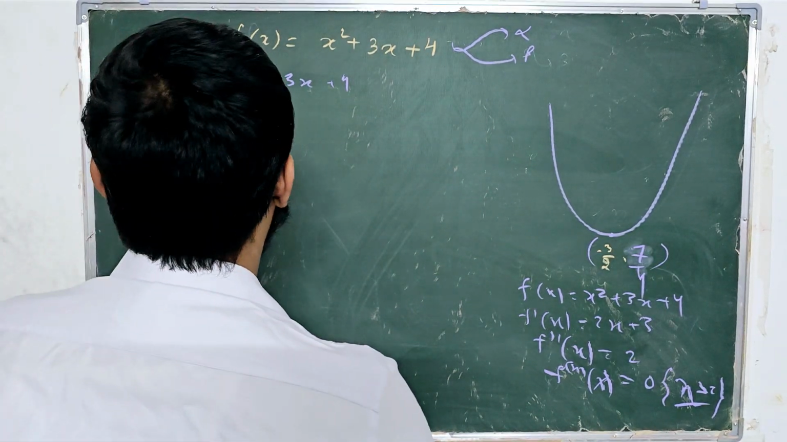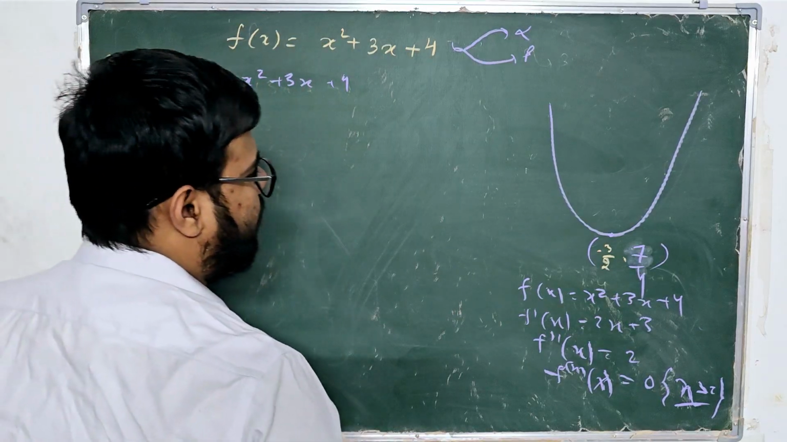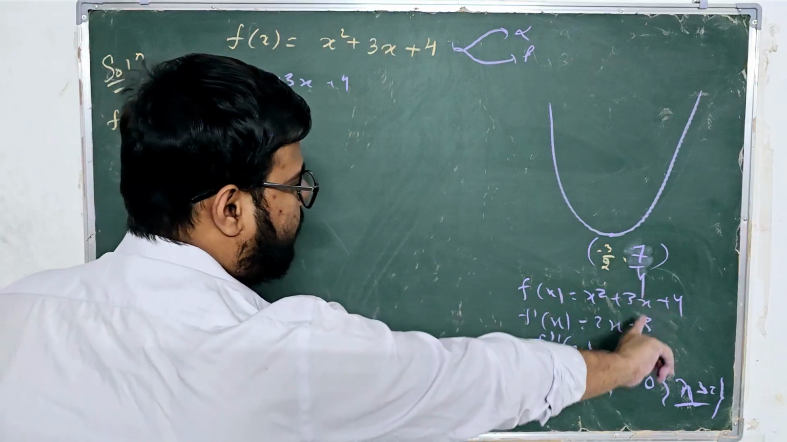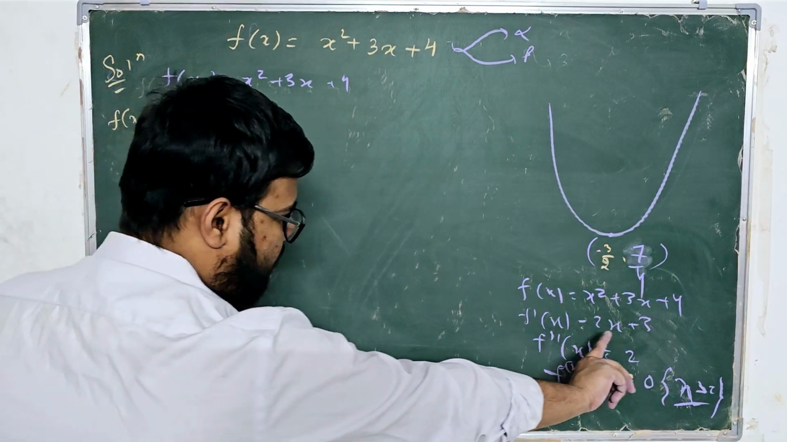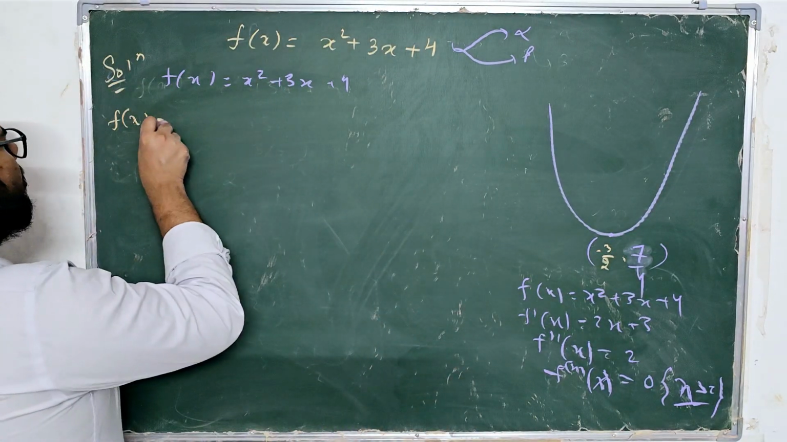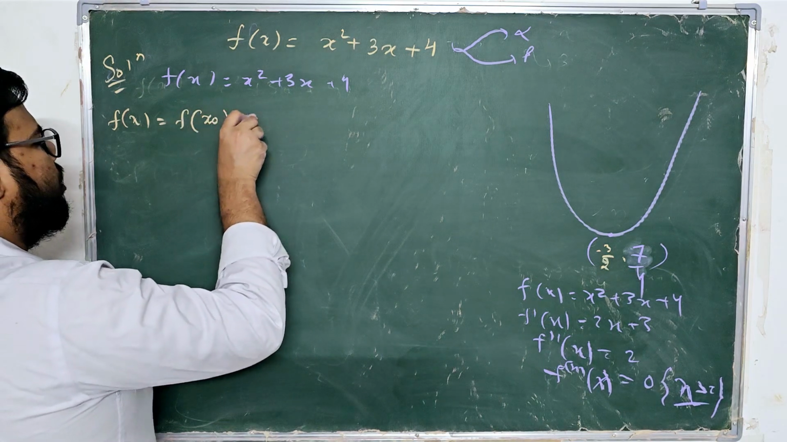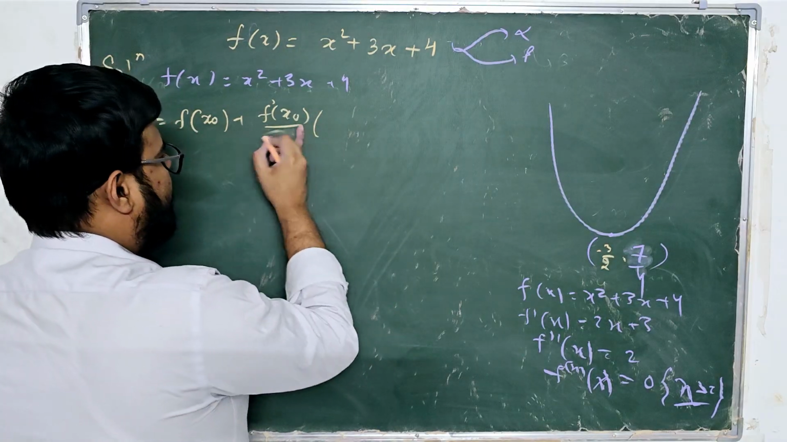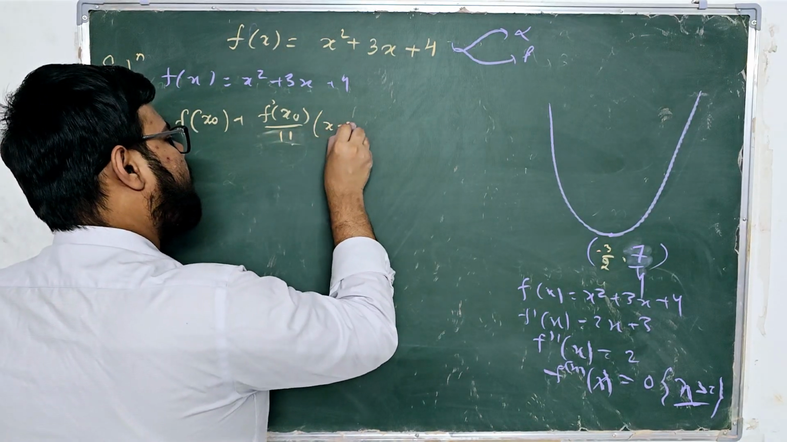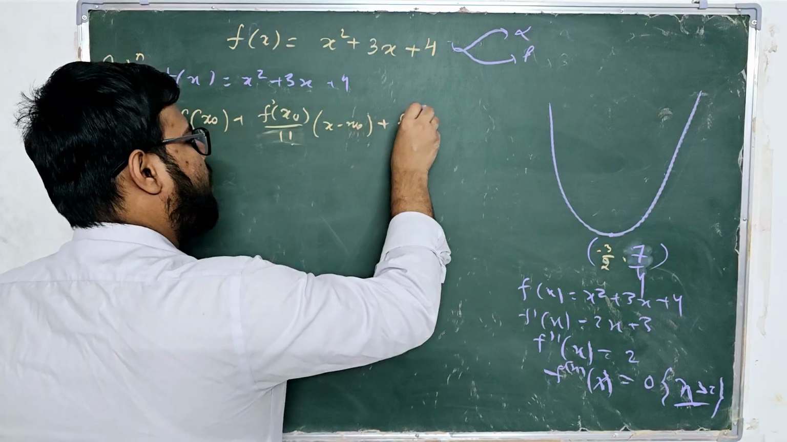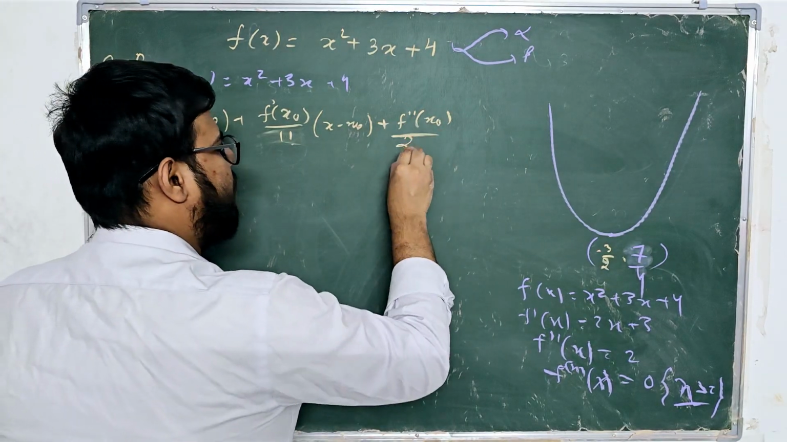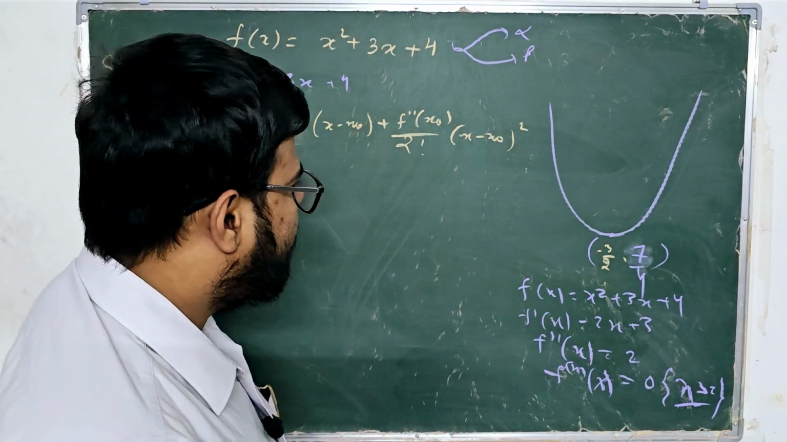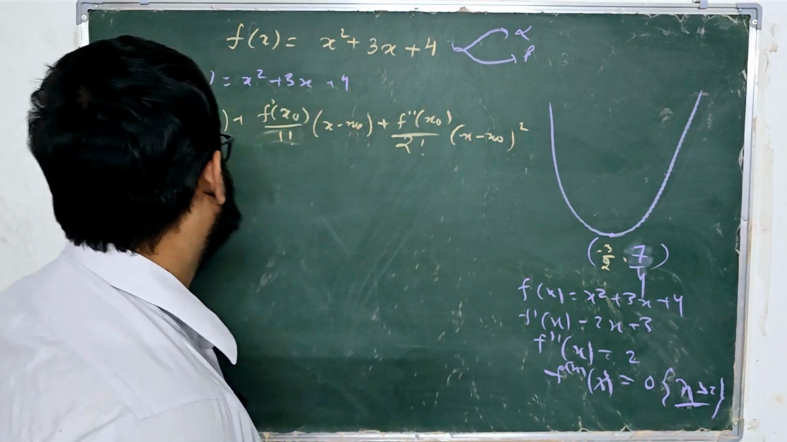Okay, so we have this quadratic polynomial. So let's find the Taylor series about negative 3 by 2, because again the derivative with respect to x will become 0 in this case. So this will be equal to f at x naught plus f dash at x naught by 1 factorial, (x minus x naught) plus f double derivative at x naught divided by 2 factorial, (x minus x naught) whole square, right? And all other terms will become 0. Correct?